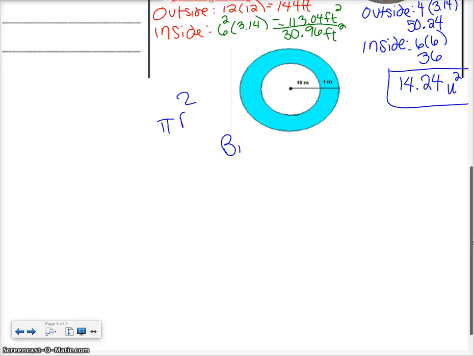Before I even apply anything, I figure out what my radiuses are. My big radius, so that's the big circle. The big circle is this outside circle. It goes from the center all the way to the end. So my big radius is 10 plus 1, which is 11 meters. Do you see? If I do 10, I'm not all the way across to the big circle. I have to go that one more, and now I'm a whole radius.